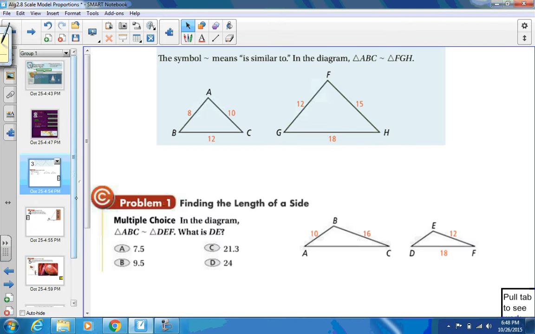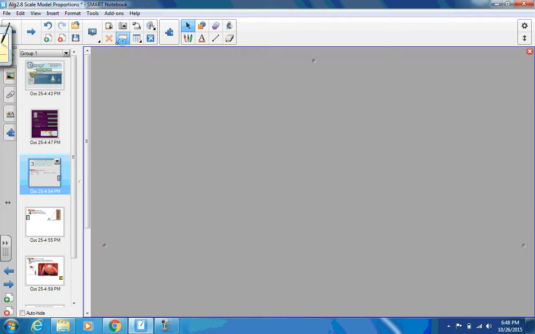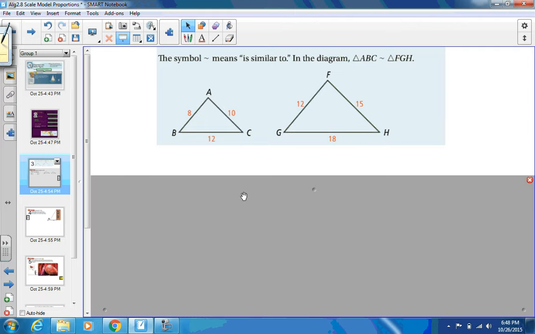I think we'll have about 3 examples we're going to go through, and how we can use proportions to find missing things. So just before we start this problem right here, here are 2 triangles. You can tell they look very similar. There's a symbol with this little squiggly sign, and I'll circle it right there. That means is similar to. So in the diagram, triangle ABC is similar to triangle FGH. So these 2 triangles are similar, meaning they're the same shape but not the same size.